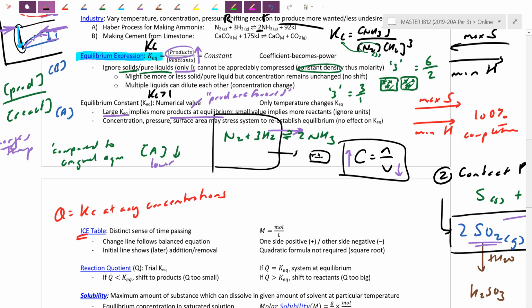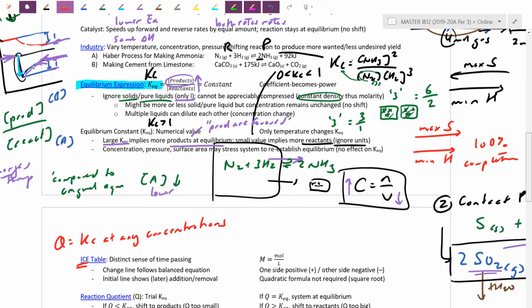Because K only deals with positive numbers, K can't drop into the negatives, so small just means 0 is less than Kc is less than 1. In that case, the denominator is bigger, so there's actually more reactants even though we are at equilibrium. Forward rate still equals reverse rate, but we actually have more of one than the other. We ignore the units because each of these has to do with the rate constants, and the k had already canceled out the units. So the Kc, the equilibrium constant, can have no units.